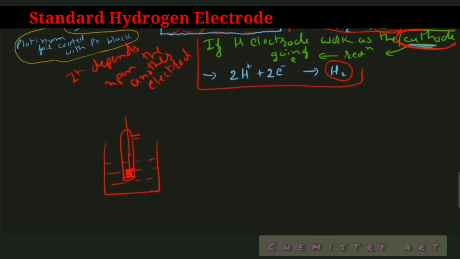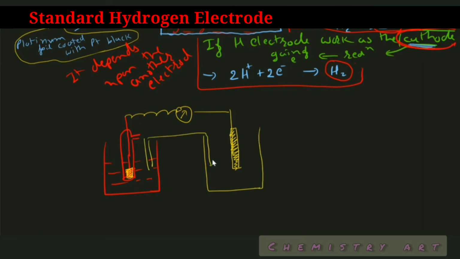Okay, now we will attach this hydrogen electrode with another electrode. So this hydrogen electrode is our half cell. Here we have a galvanometer, and it is attached with another half cell. This is a metal rod of a particular metal, and in the container we are taking the solution and attaching these two solutions with the help of the salt bridge, in which we are taking KCl.